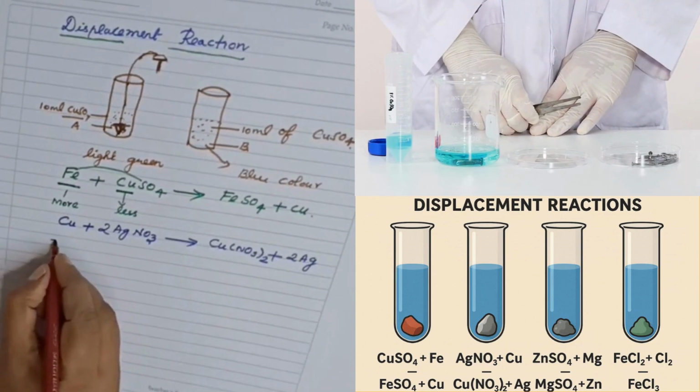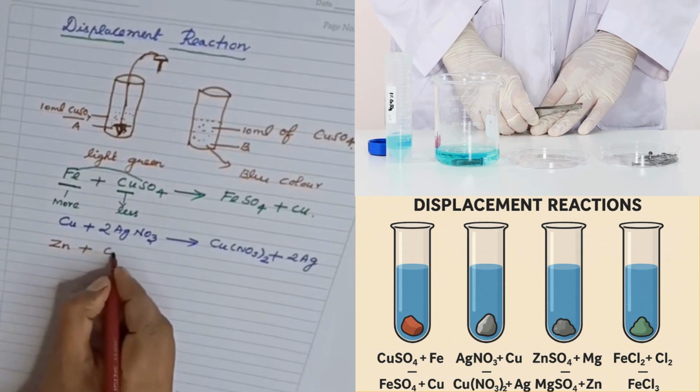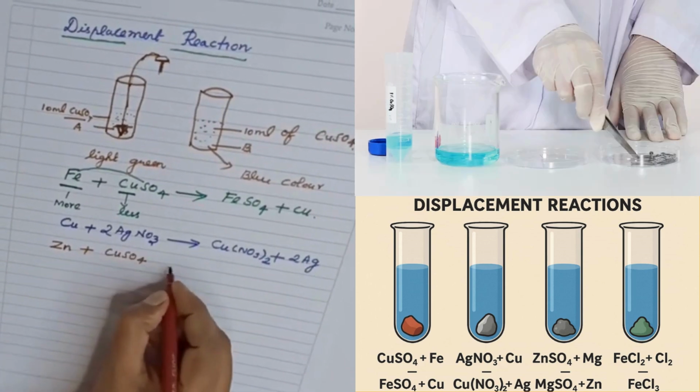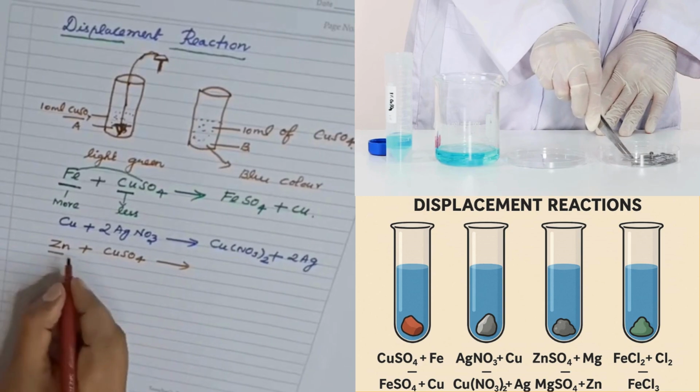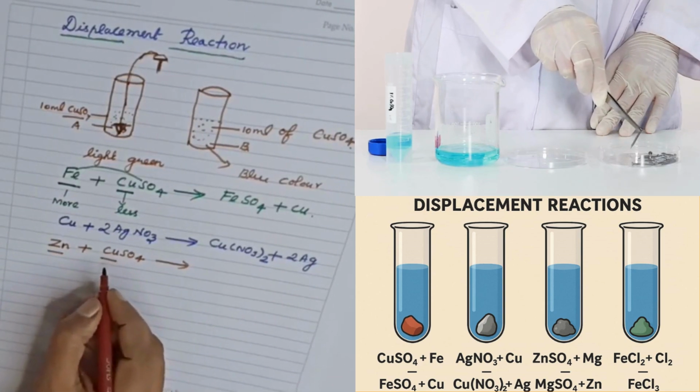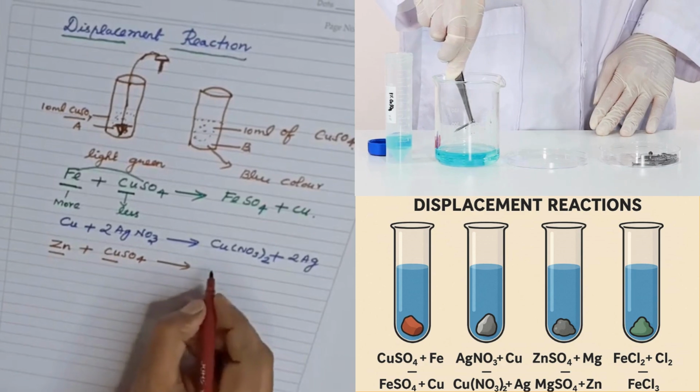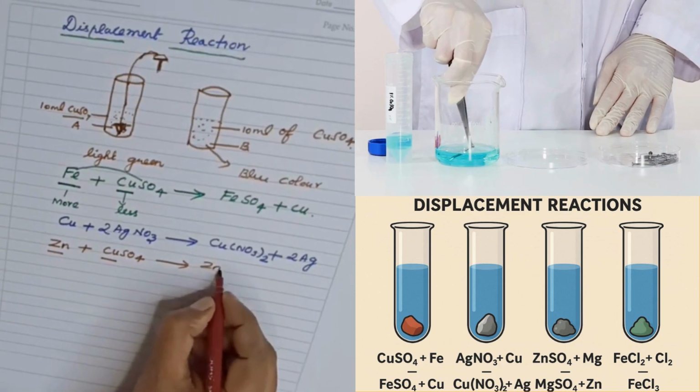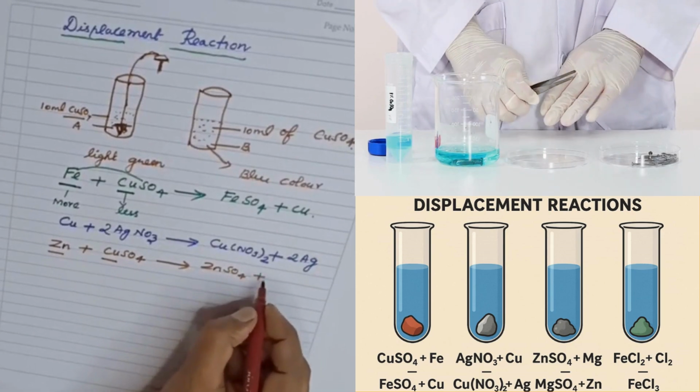Next, some more examples: zinc with copper sulfate. Which one is more reactive here? Zinc is the more reactive element, and copper is the less reactive element. So zinc displaces copper from copper sulfate, forming zinc sulfate plus copper.